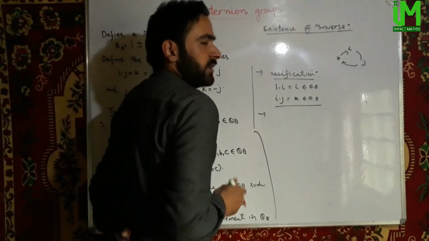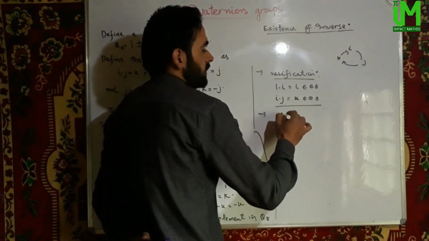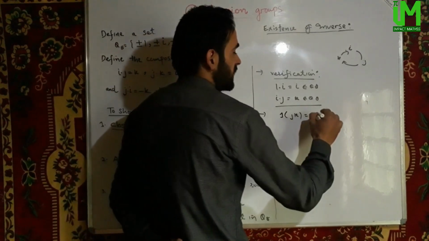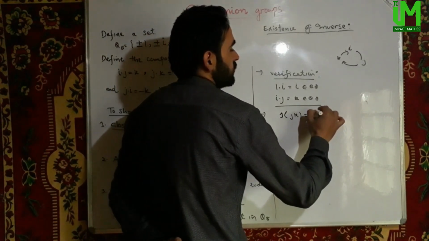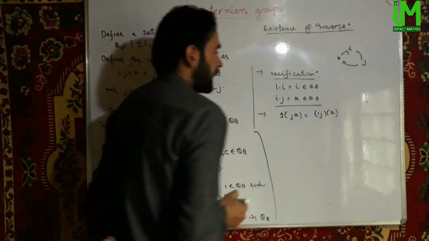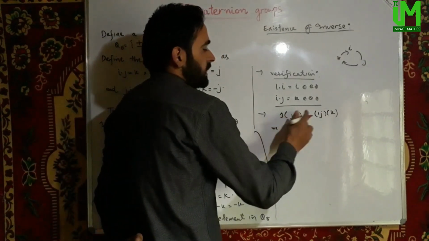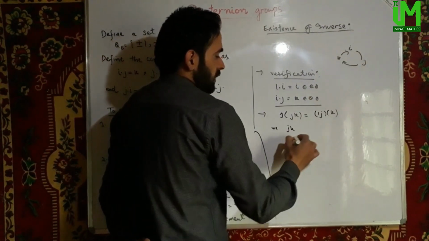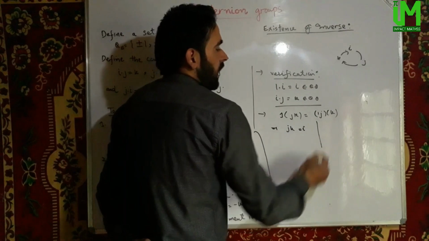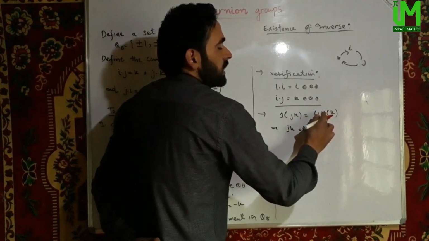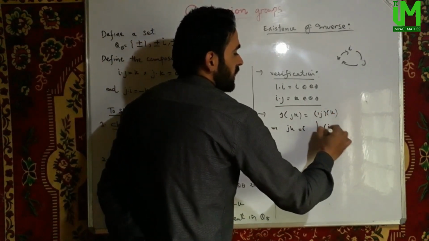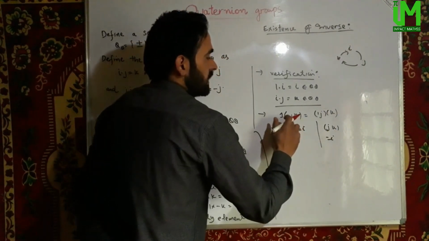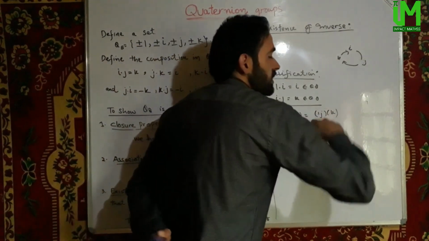Now if we verify this, we can take 1, j, k. We have to show that (1.j).k is the same as 1.(j.k). Now 1 into jk, so it will be j into k. What will be j into k? It will be i, so this will be i. Now (1.j).k, that will be j into k, which is again i, which means 1.(j.k) is the same as (1.j).k.